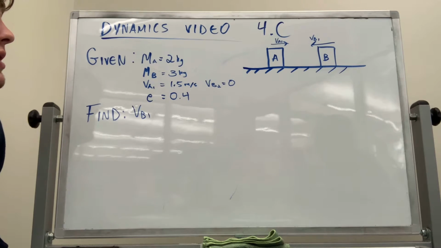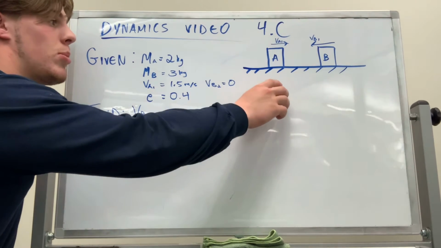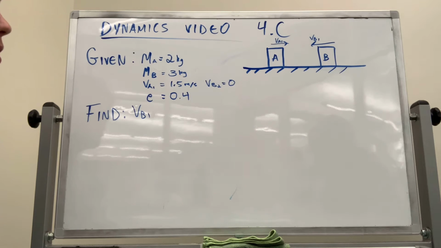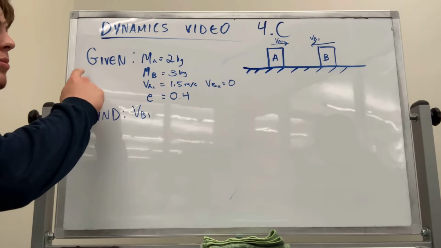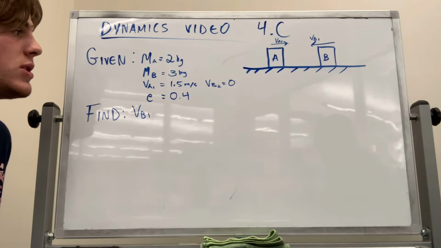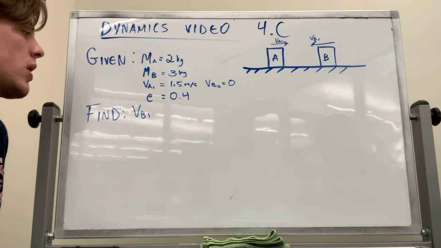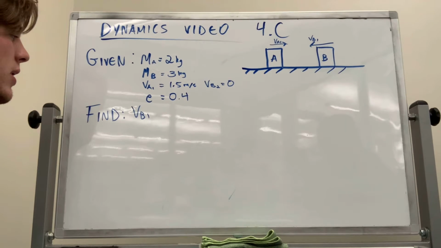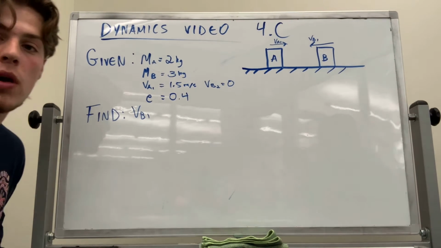This is example 10, where we have two blocks on a smooth surface, both with an initial velocity, and we are given mass A, mass B, VA1, and VB2 is 0, and then we are given the coefficient of restitution of E. We're asked to find VB1.